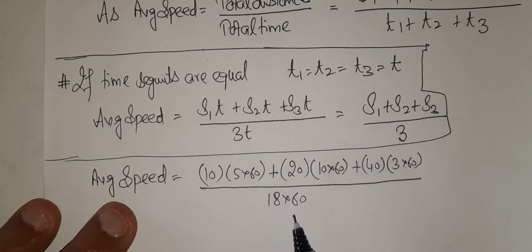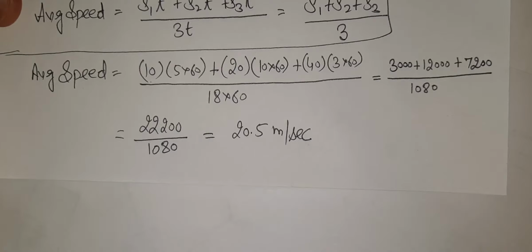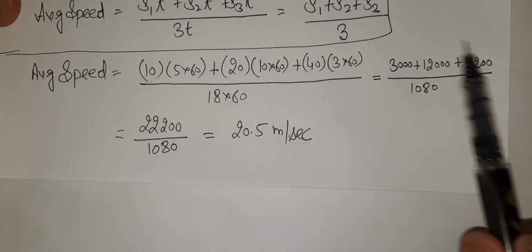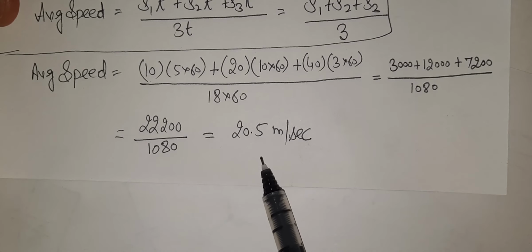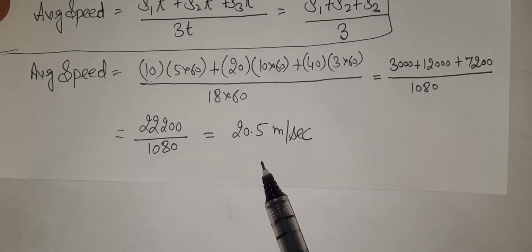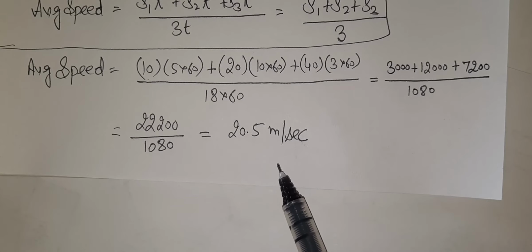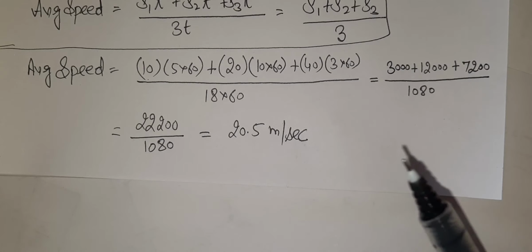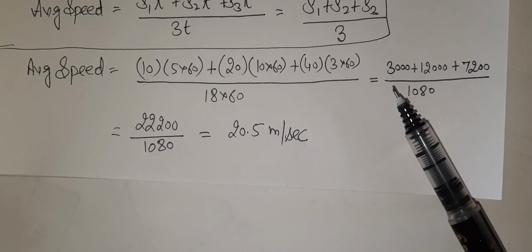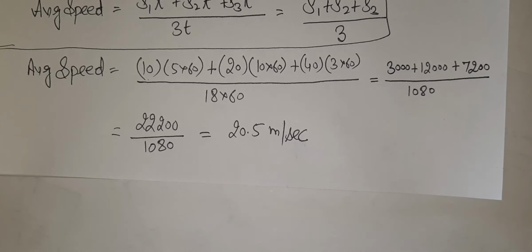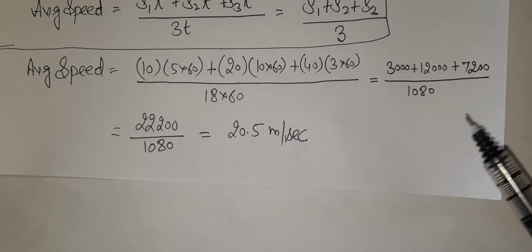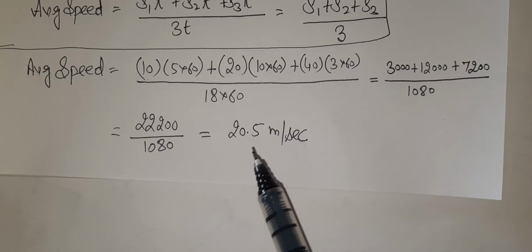18 also converted into seconds. Now solving this, we get the final answer 20.5 meter per second. So if the time segments are equal, this is how to do it, and if time segments are not equal, how to do it, I think you have understood.